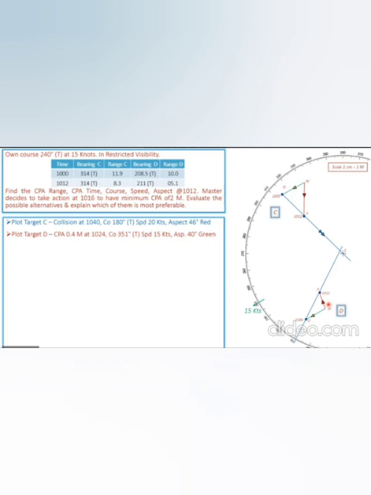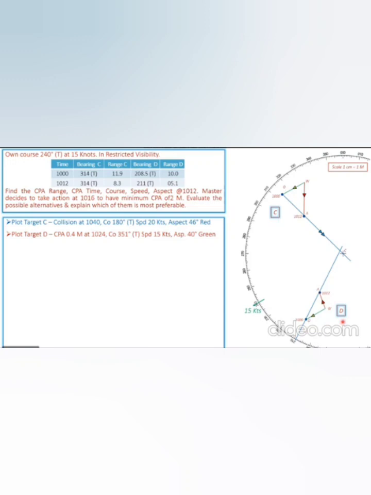So in view of this, own ship has only two options available to the master. One is alteration of course to starboard, and the second is reduction of speed. So we will now evaluate both these actions, and we will see which of them is most preferable and recommended in this situation. Now, how should we evaluate the action? Which target shall we take to evaluate the action? Should it be target Charlie or should it be target Delta?